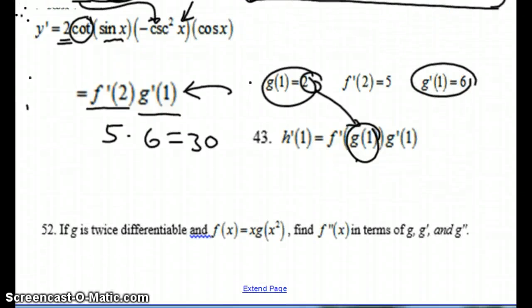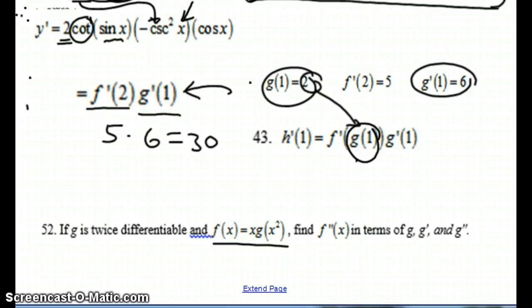Problem 52 asks about a twice differentiable function. Functions are differentiable if they are smooth and continuous: no kinks, no cusps, no holes, no asymptotes. And they're telling me that this function is differentiable, not just one time, but twice. So we can take its second derivative too. They want me to write an expression for the second derivative in terms of g, g prime, and g double prime.